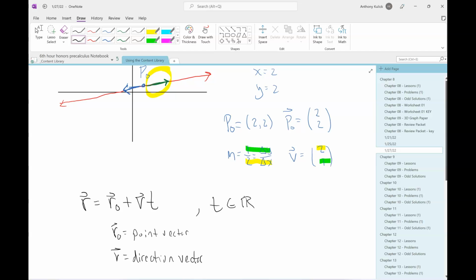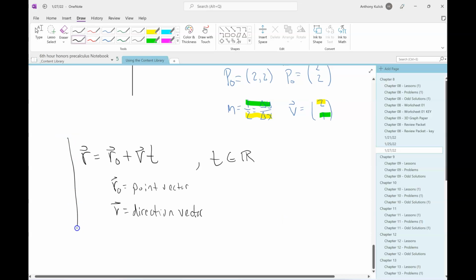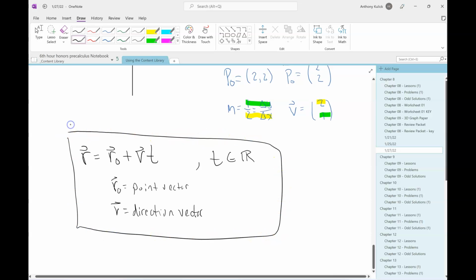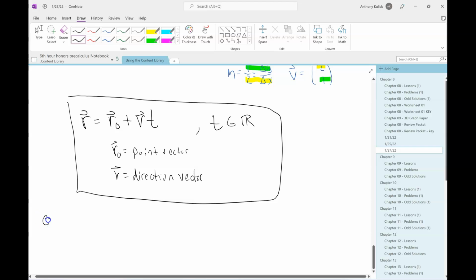So awesome. We got this new vector line equation. That's great. So first things first, let's talk about how we can convert from a slope-intercept equation to a vector line equation.